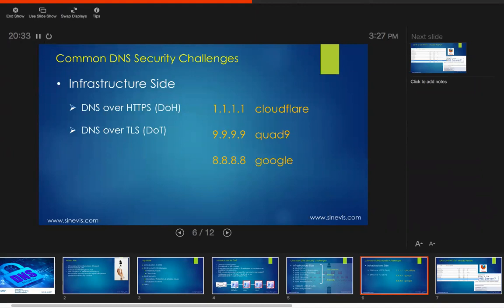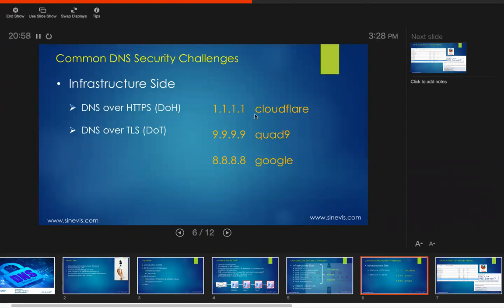So from a privacy perspective, if you want to keep your browsing data, or at least the DNS data, private, you can use services like DoH or DoT. Today we have free services from Cloudflare, which is 1.1.1.1, Quad9, 9.9.9.9, and Google DNS, 8.8.8.8. There are a couple of others as well, but the most common one today is 1.1.1.1.